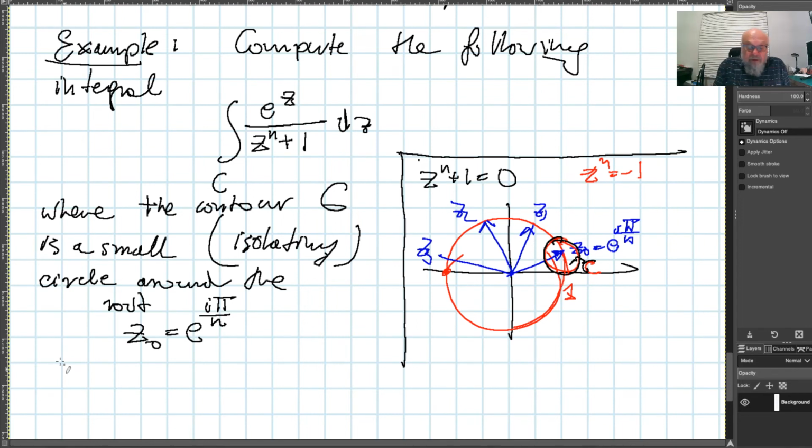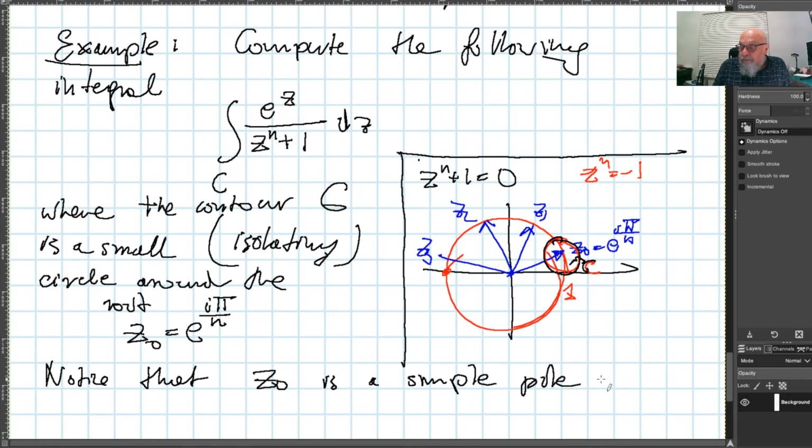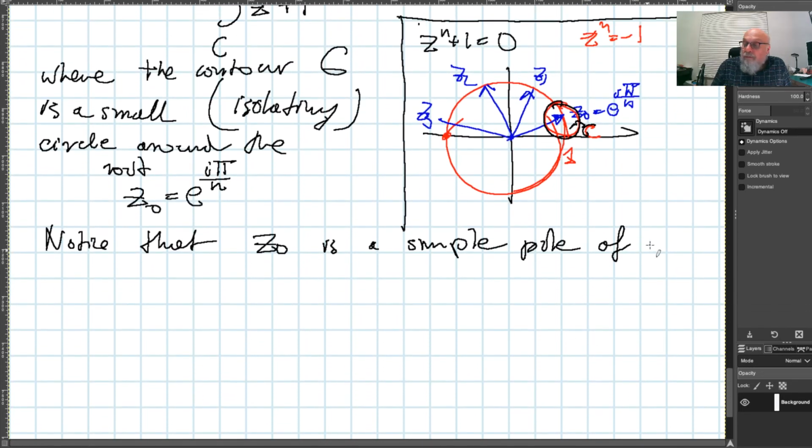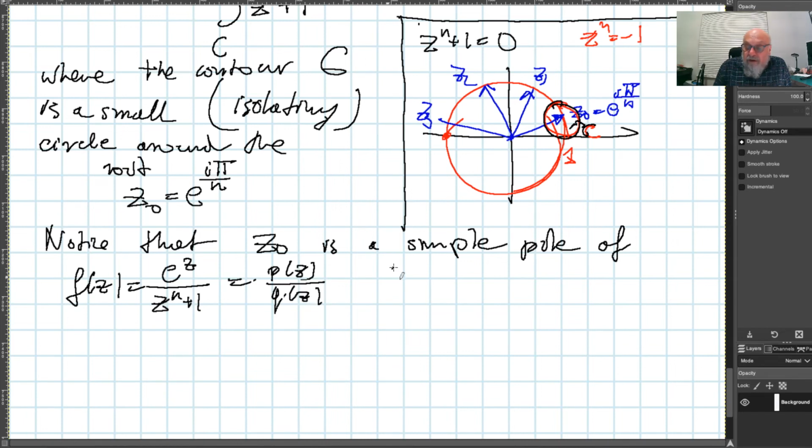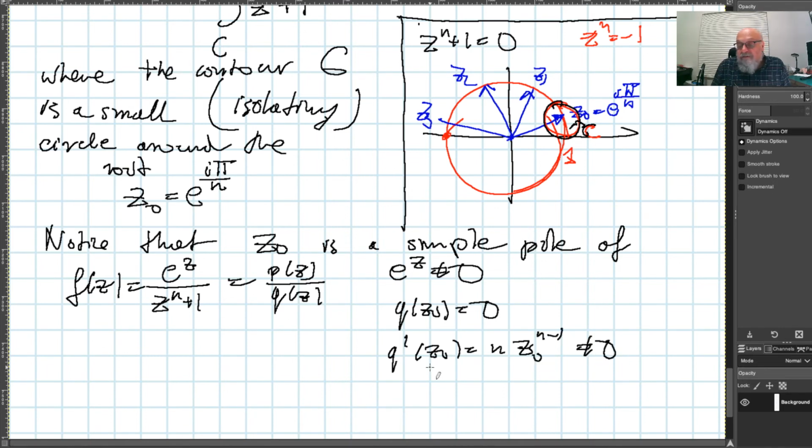So okay, let's compute it. Notice that z0 is a simple pole of f of z equals e to the z divided by z to the power n plus 1, which is exactly p of z divided by q of z. Here e to the z is never equal to 0, and q of z0 is equal to 0, but q prime of z0, which is n times z0 to the n minus 1, is not equal to 0, because we have computed it. So now I can basically write the answer.